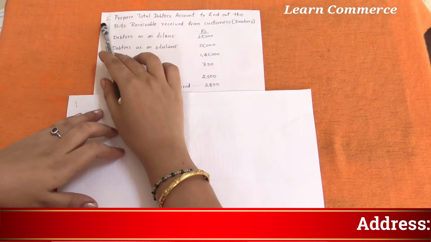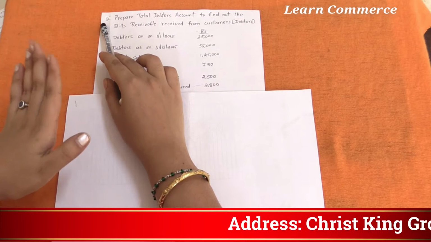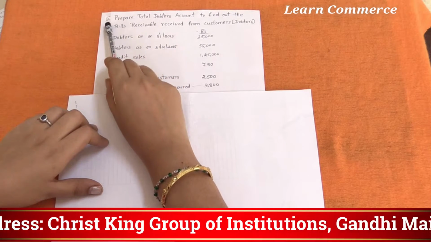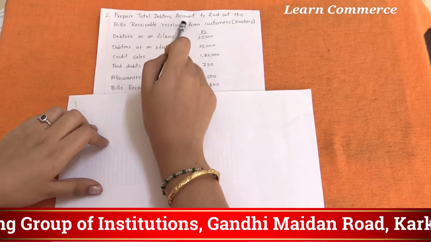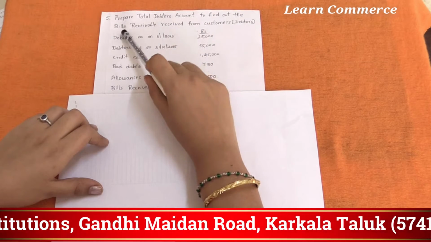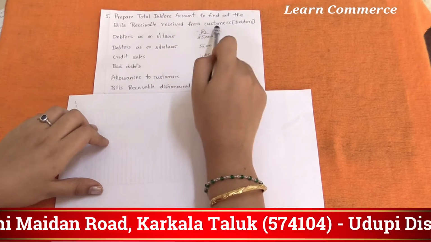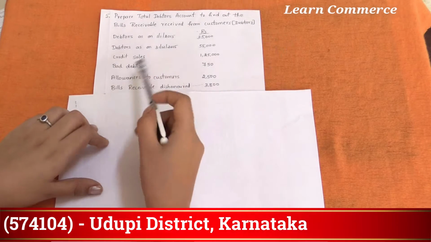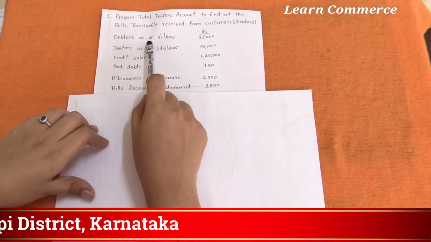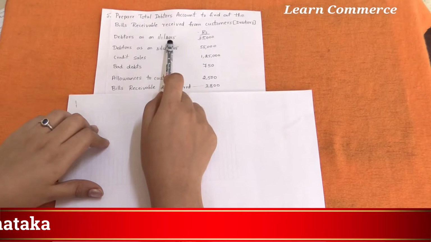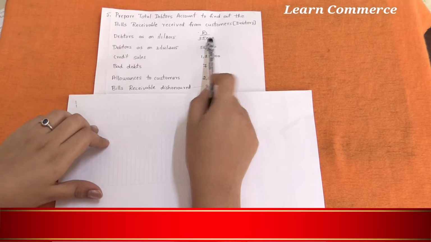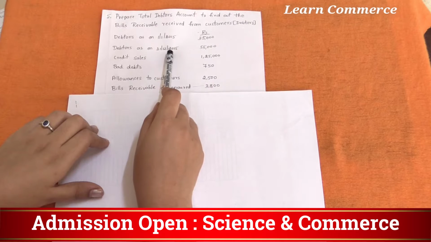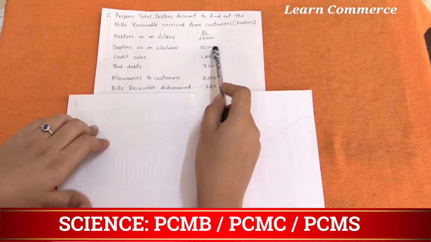This is the 5th problem. In the previous class, we solved till the 4th problem. So, the 5th problem, I will read the question. Prepare total debtors account to find out the bills receivable received from customers. In bracket, debtors. Here customers means debtors. Debtors as on 1st January 2015, rupees 35,000. Debtors as on 31st December 2015, 55,000.